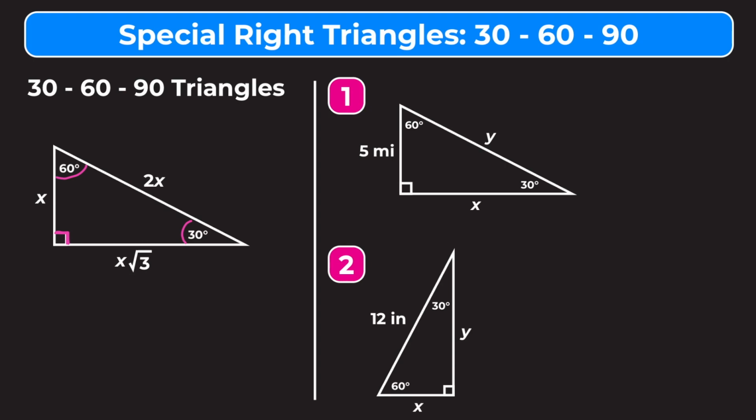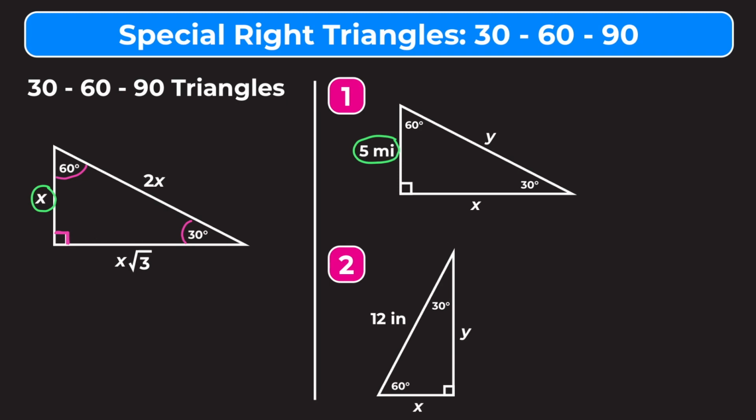So let's just jump into an example problem so I can show you how to use this, because I think it's going to be easier if we're actually doing some problems. If we take a look at example 1, we are given a 30, 60, 90 triangle, and we are given the side across from 30 degrees. So we are given this 5 miles, which is this side in our diagram. Now what we want to do is find x and y.